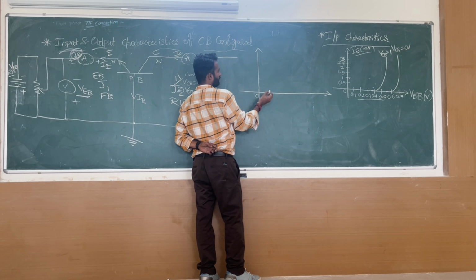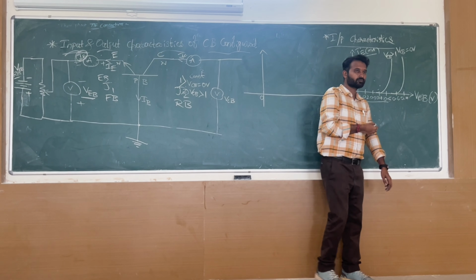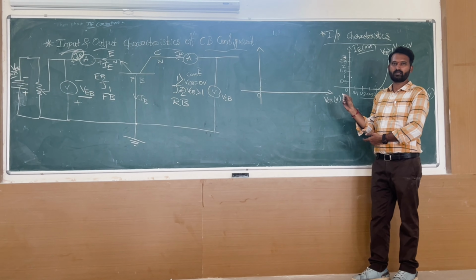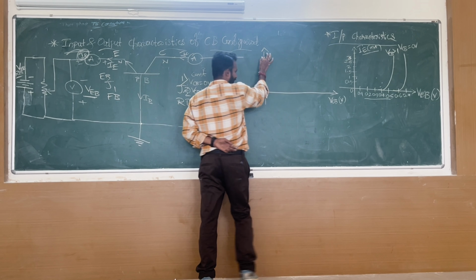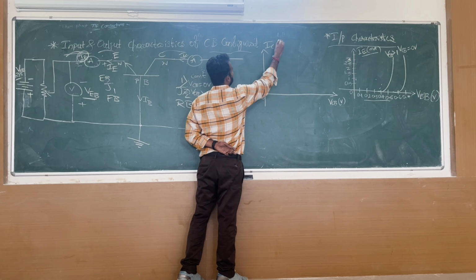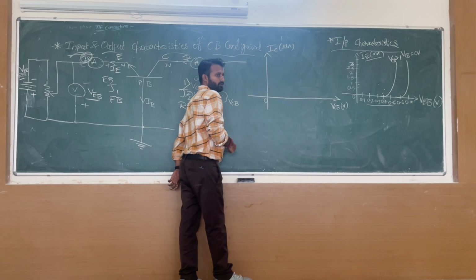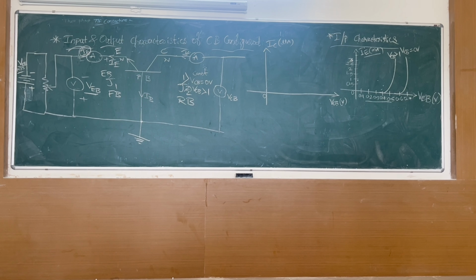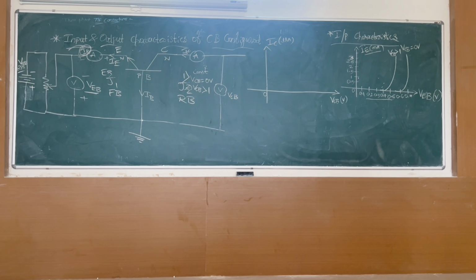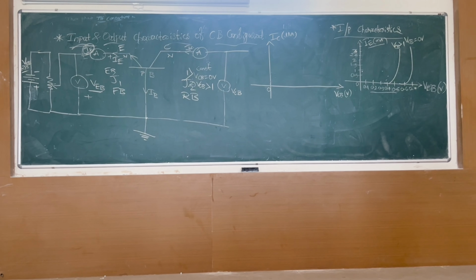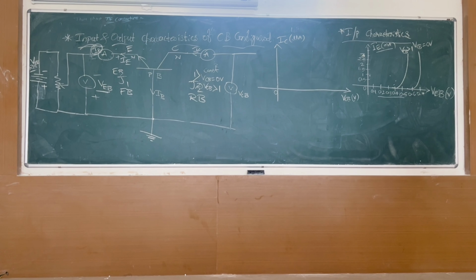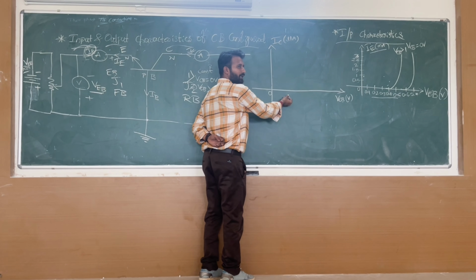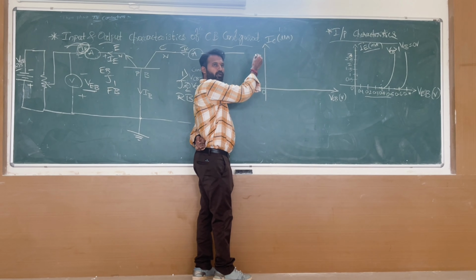What is on the x-axis? VCB, that is in terms of voltage, the collector to base voltage. On the y-axis, the collector current.